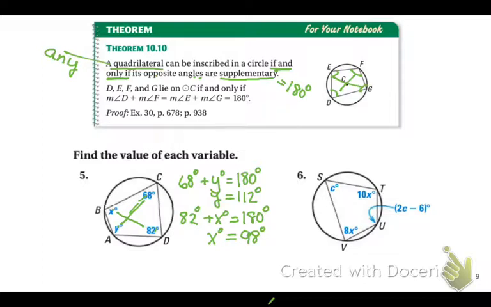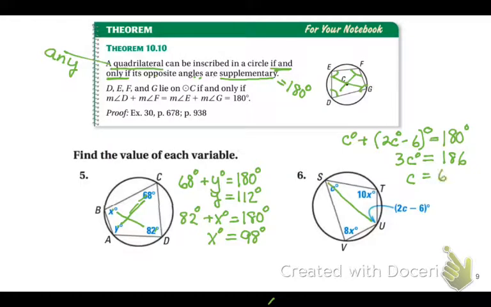Let's look at number 6. Here we have, let's take S and U. So C degrees plus 2C minus 6 degrees is going to be equal to 180 degrees. C degrees plus 2C degrees is going to equal 3C degrees. Then I'm going to add the 6 to both sides, equals 186, so C has to be equal to 62 degrees.